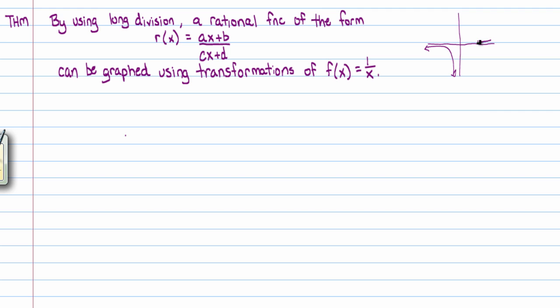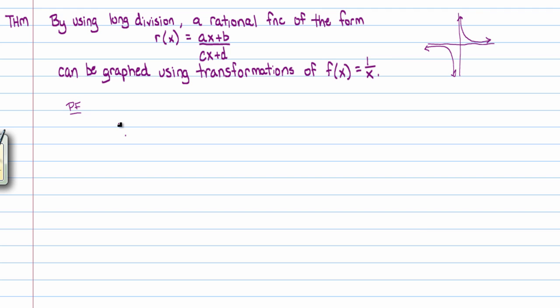Something like it. I mean, obviously I'm drawing freehand, so it's not the best in the world, but it looks something like that. So that's what this theorem is stating: if you have a rational function of this form, linear factor over linear factor, it can be graphed somewhat like this, maybe with some shifts and transformations. Let's go ahead and prove this first.